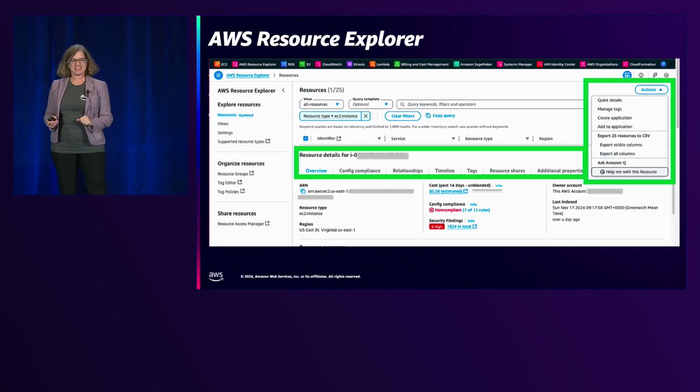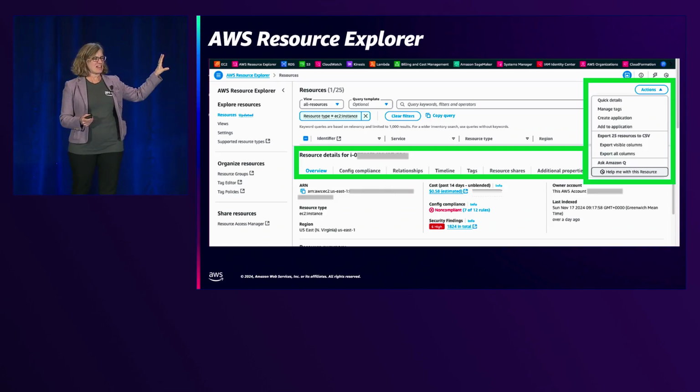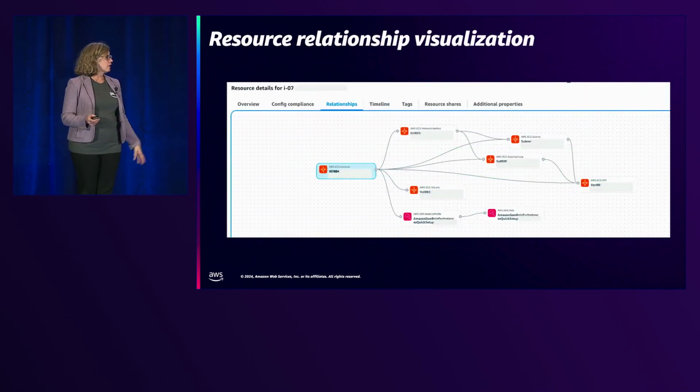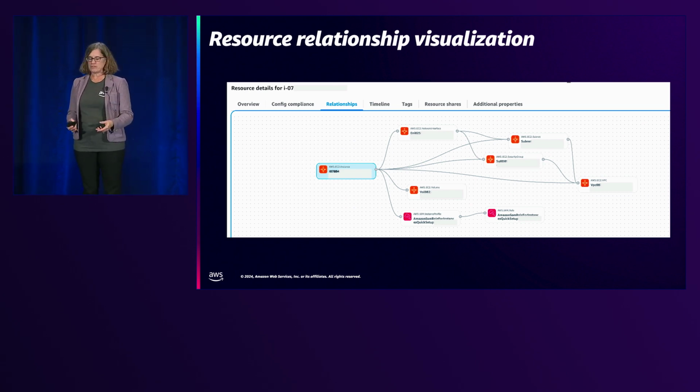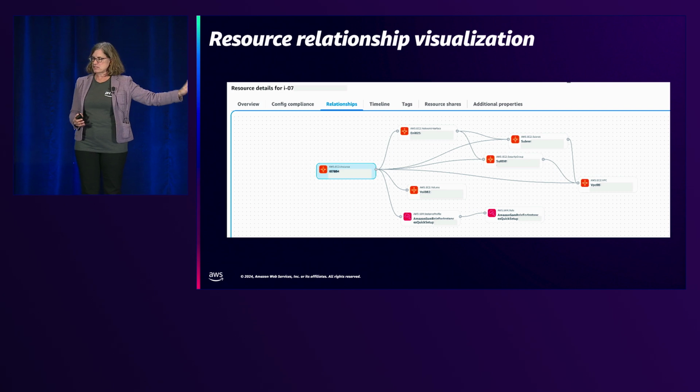And I know that demo went through things pretty quickly. So this slide just shows you a screenshot of all of the new features that are available. So you see the overview, the relationships, the config compliance, the timeline, and the set of actions that are available from this new Resource Explorer experience. And also, the demo went very quickly past this resource relationship graph. So I wanted to add a screenshot here so you could spend another minute or two taking a look at it. So for this particular EC2 instance, this is a visual of all of the other resources that this instance is interacting with.